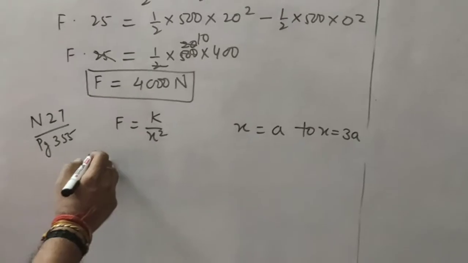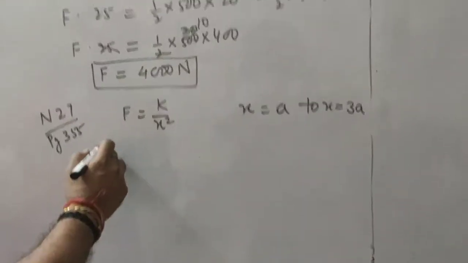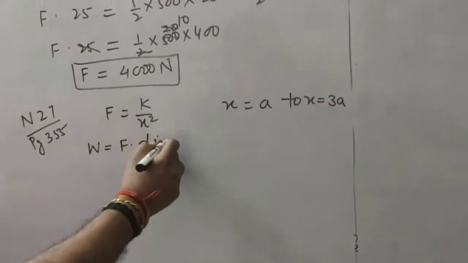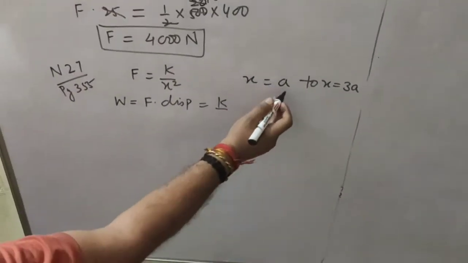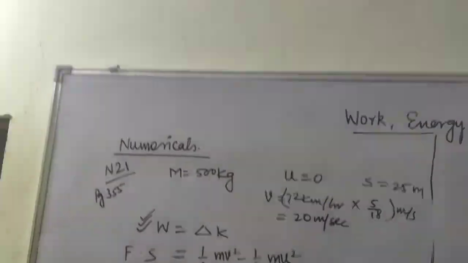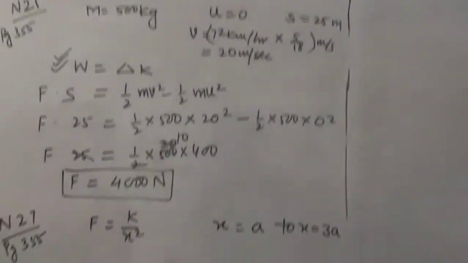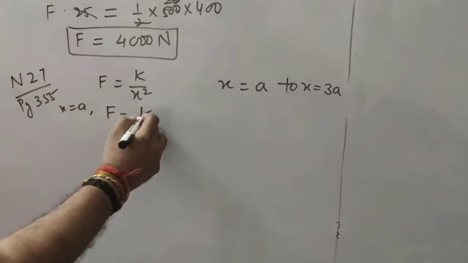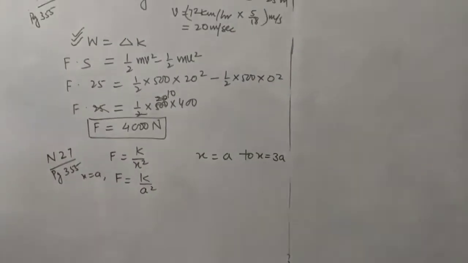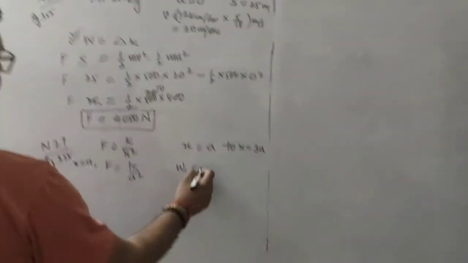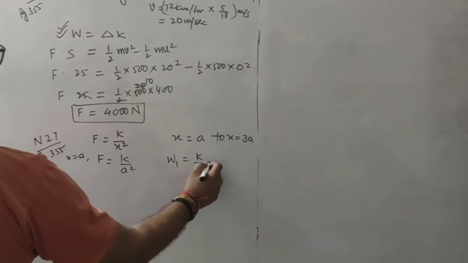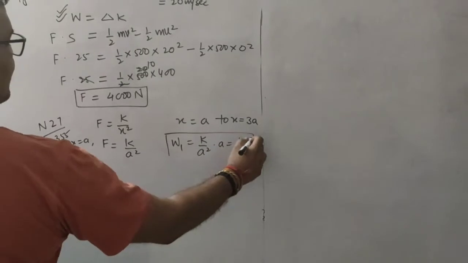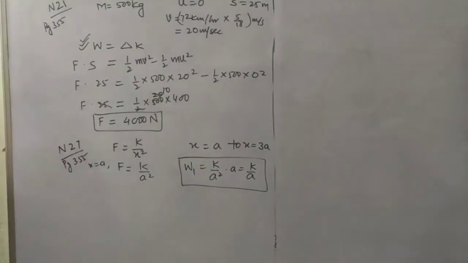So for the first part, you have to find the net work done. Work done is equal to force into displacement. At x equals a, f is equal to k by a square. So work done here becomes W1, that is k by a square into a, that is k by a. This is the work done in the first case.